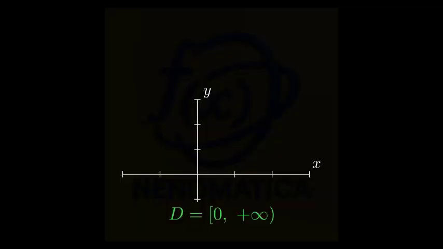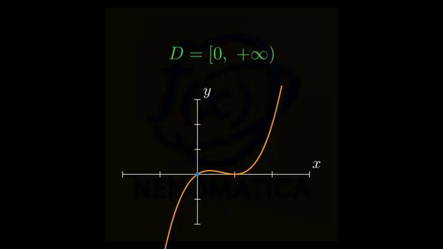As a final visual check, let's look at the graph of y equals x times x minus 1 squared. Notice the graph touches the x-axis at x equals 0 and x equals 1, and stays above the x-axis for x greater than 0.